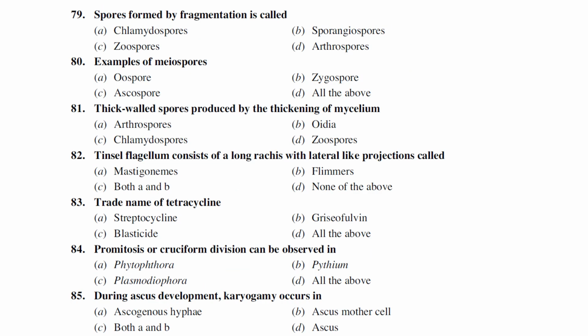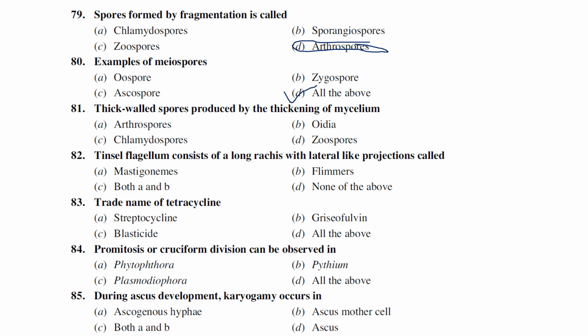Spores formed by the fragmentation. So spores formed by the fragmentation are known as arthrospores only. Arthrospores are also known as oidia, I think. Yes. Examples of meiospore, which are the following: oospore, zygospore, ascospore. All are meiospores only. Like sexual spores are also known as meiospores. Okay.